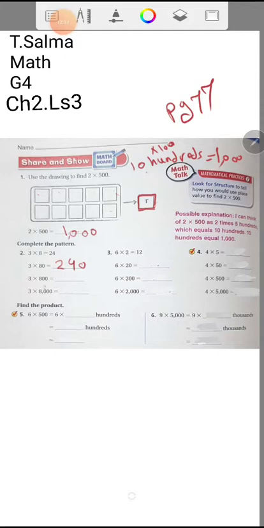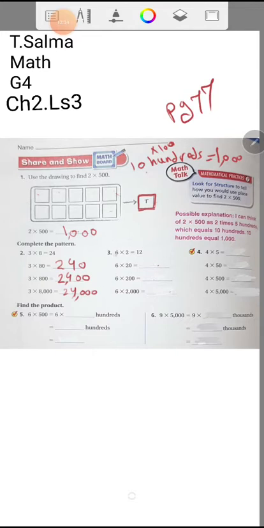Now 3 multiply 800. I will multiply 3 by 8 equals 24, and put 2 zeros next to the answer, it will be 2400. Now 3 multiply 8000. I will multiply 3 by 8 equals 24, and put 3 zeros next to the answer, so it will be 24,000. Okay, now let's find this pattern.